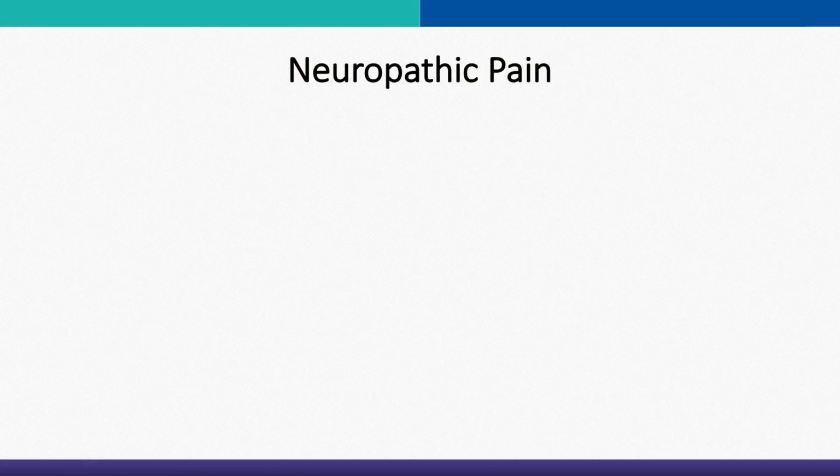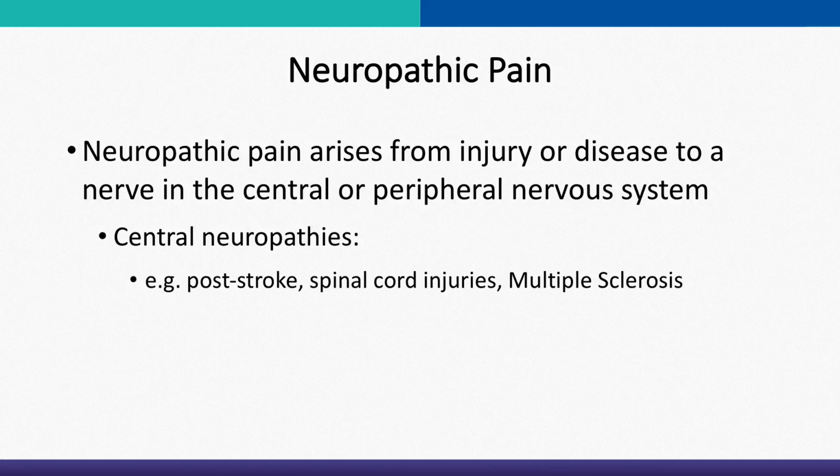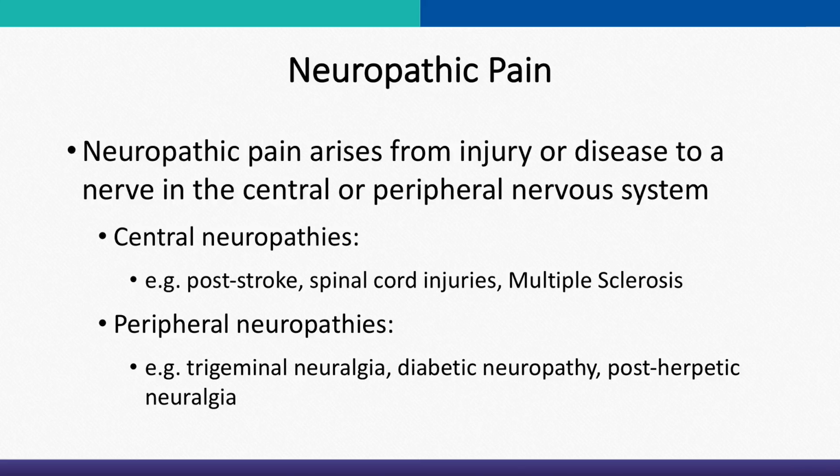There are several questionnaires that have been developed to screen for possible neuropathic pain, such as the DN4, Neuropathic Pain Questionnaire, and Pain Detect. However, we will not describe those in this session. Neuropathic pain can arise from an injury or disease to a nerve in the central or peripheral nervous system. Examples of central neuropathies are a stroke, spinal cord injury, or multiple sclerosis. Examples of peripheral neuropathies are trigeminal neuralgia, diabetic neuropathies, or shingles. Some conditions affect both the central and peripheral nervous system.